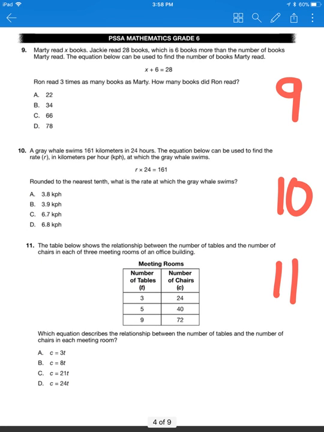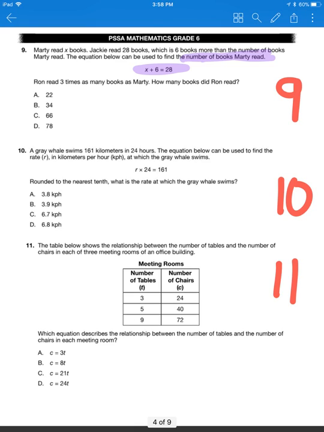All right, continuing. Number 9. Marty read X books. Jackie read 28 books, which is 6 books more than the number of books Marty read. The equation below can be used to find the number of books Marty read. All right, so the number of books Marty read can be found by solving that equation. Okay, now Ron read 3 times as many books as Marty. How many books did Ron read?